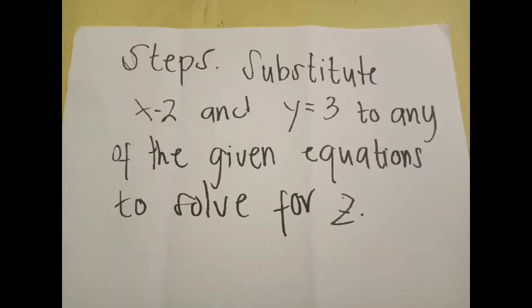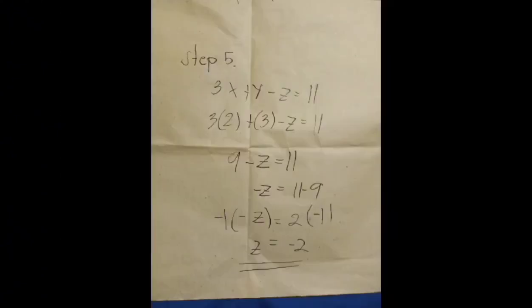So proceed na ta sa step 5, which is substitute the x is equal to 2 and y is equal to 3 to any of the given equation to solve for z. So substitute lang ang mga variables x and y. Kailangan naman sila yung mga value. So mamili na ka sa mga equations. So atong gipili dire is equation number 1. Equation 1. So copy lang 3x plus y minus z is equal to 11.